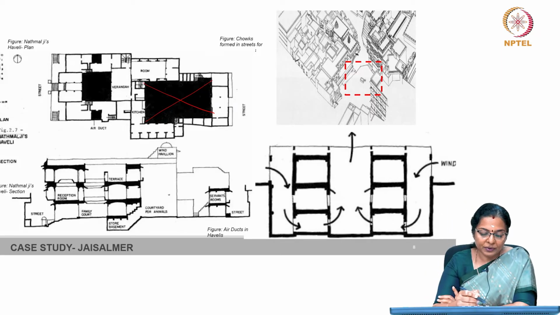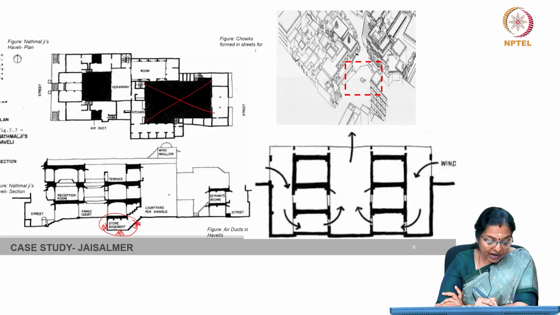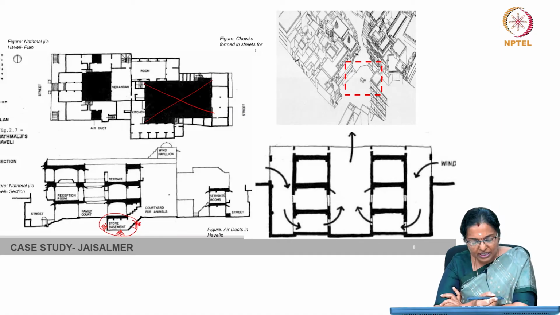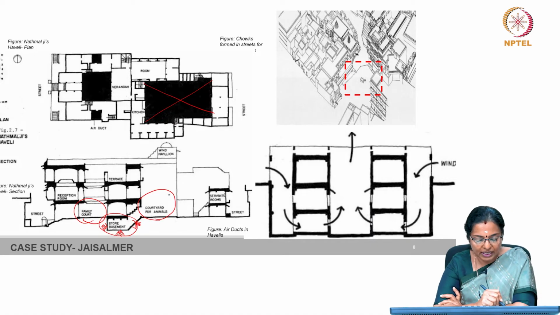So, here you can see we are taking an example of Natmal Ji's Haveli, and you can see the section where you have some subterranean space. Subterranean space means spaces which are below the earth, below the ground level, and therefore these remain cool. You have courtyards for various purposes. Some of the courtyards are family courtyards, some of the courtyards are used for animals or cattle to be tied.